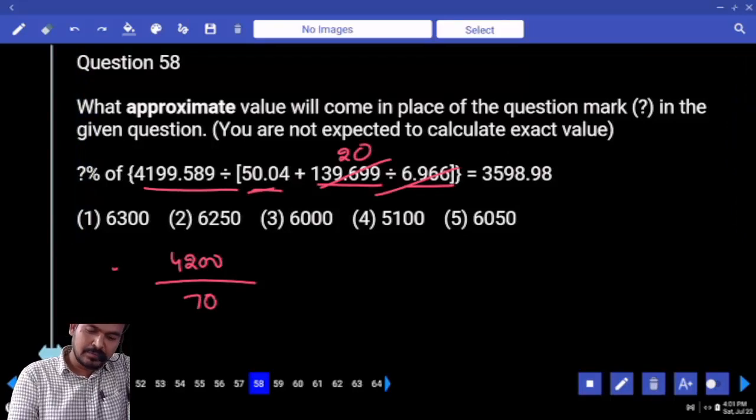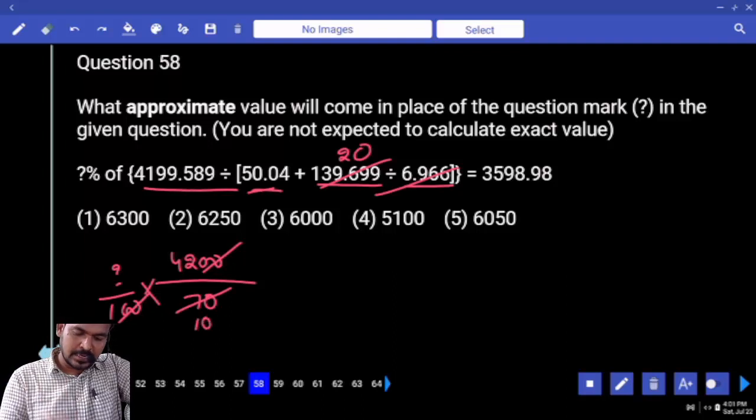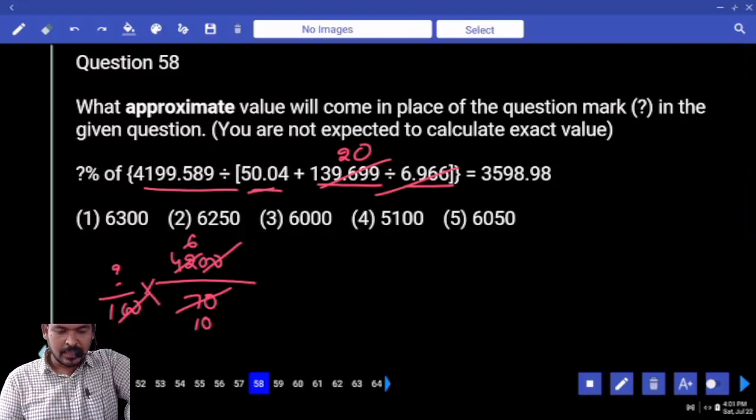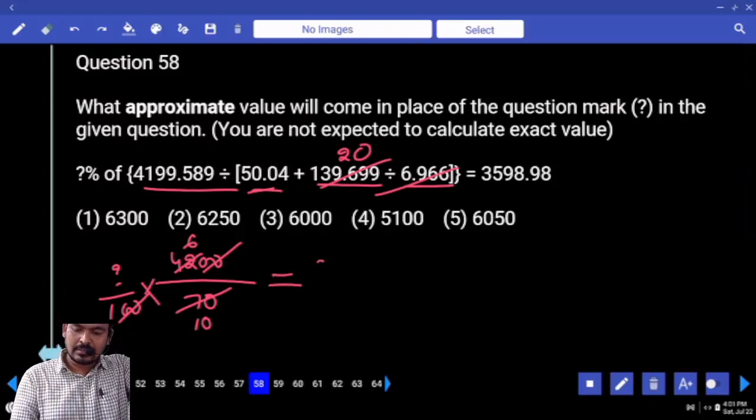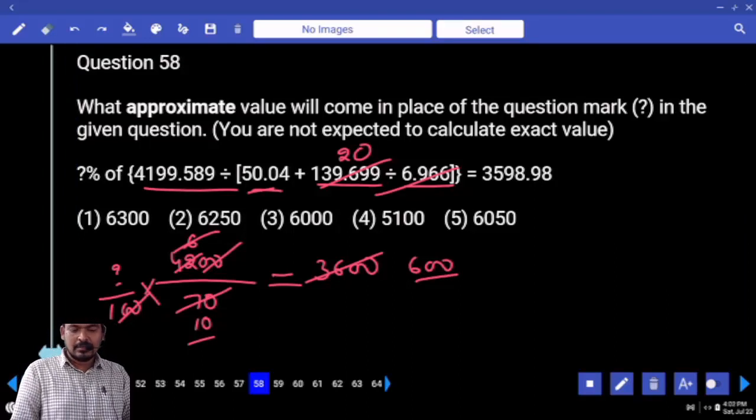Something percentage means we write something by 100. And here numerator 2 zeros, denominator 2 zeros are cancelled. 7 how many times? Denominator 10 times. Numerator 6. That is equal to, what is the right hand side? 3600 we write 6, almost 600 times into how much? 10. What is the answer? 6000.